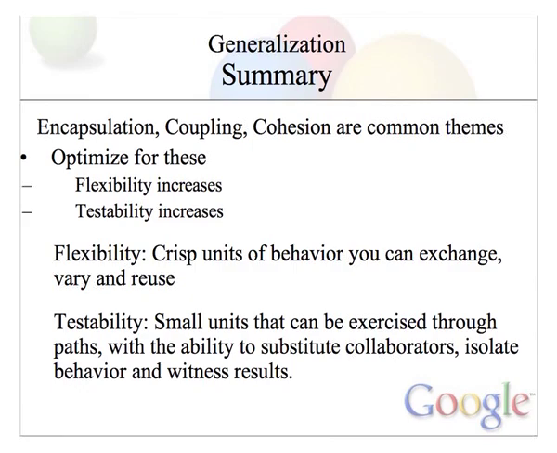So the common themes here are encapsulation, coupling, and cohesion. And if we optimize for these, we get an increase in both flexibility and testability. We end up with units of behavior that we can exchange, we can vary, we can reuse throughout other parts of the system. And our testing is much easier. We can have small focused unit tests. We can push our code through the various paths. We can easily substitute collaborators, so we can do fakes and mocks.